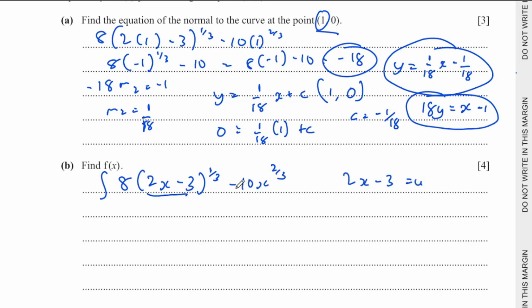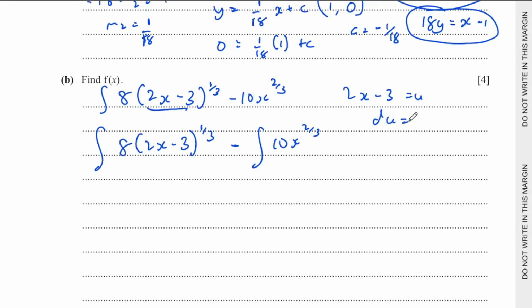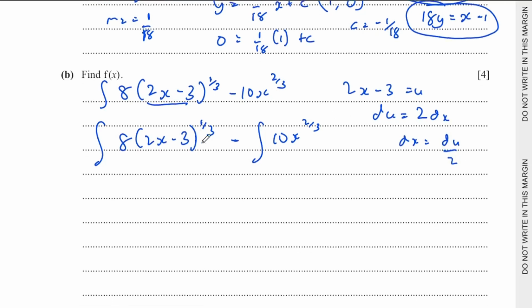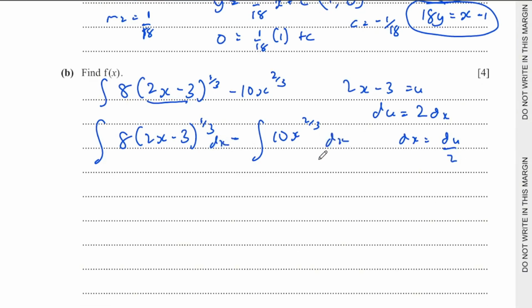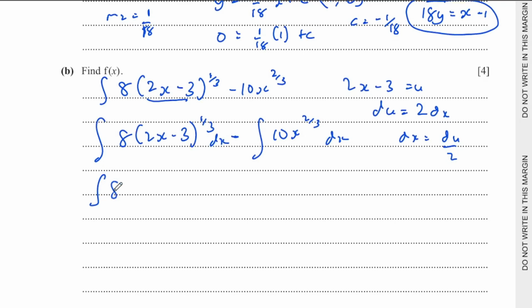And remember, because there is a subtraction between, we could just split the integrals as well. So 8(2x minus 3)^(1/3), and then minus 10x^(2/3). And so here du will equal 2 dx, so dx equals du over 2. These are both dx, by the way. And here we're going to end up getting 8u^(1/3) du over 2 minus 10x^(2/3), which we can do directly.